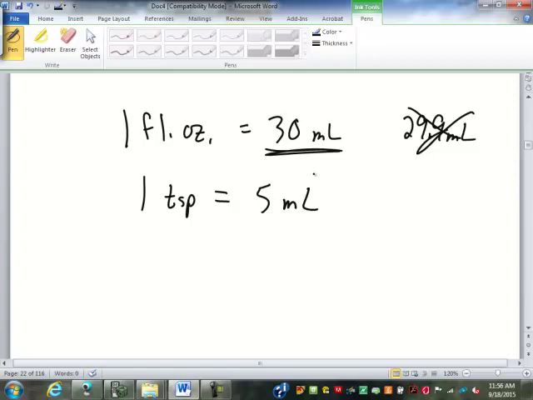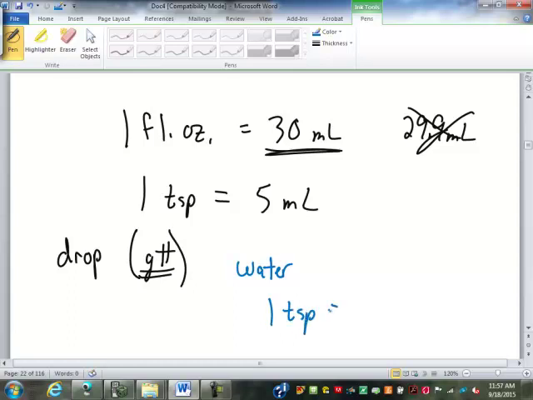And then there's another unit that we use a lot called a drop. The abbreviation for drop is GTT. And a drop is defined based on the thickness or the viscosity of the fluid that we are working with. The thicker the fluid, the fewer drops it takes to make a milliliter or an ounce or whatever. If we're dealing with water, it is defined to be 1 teaspoon is equal to 60 drops.